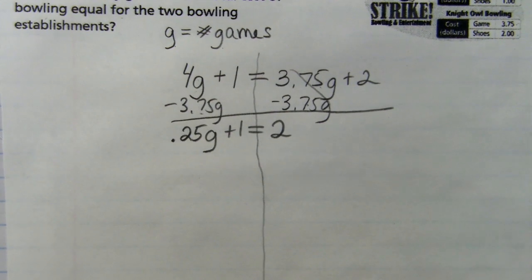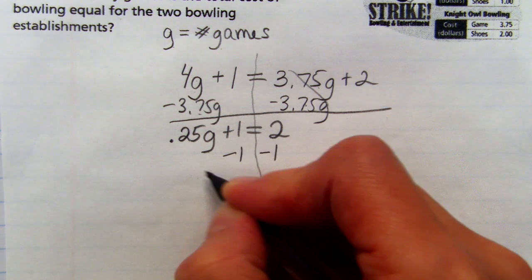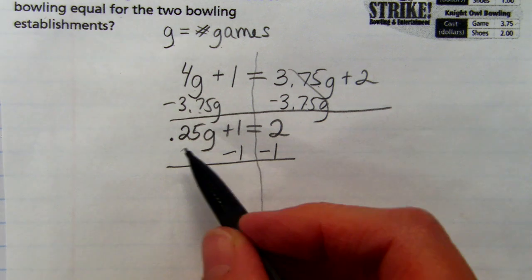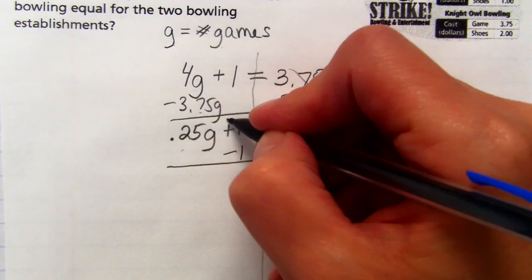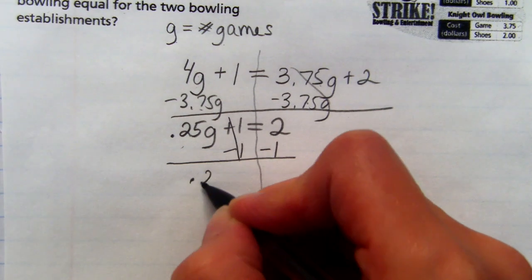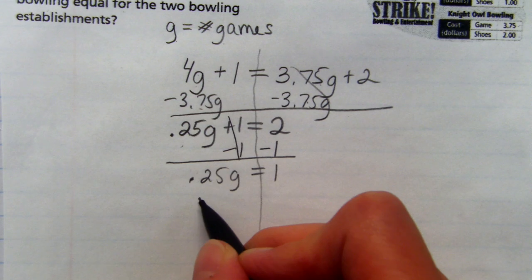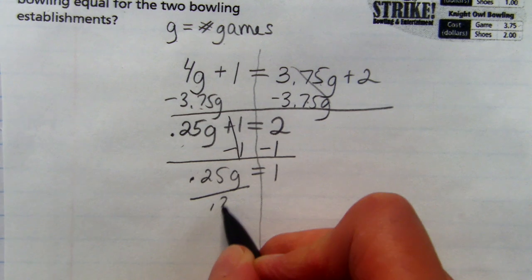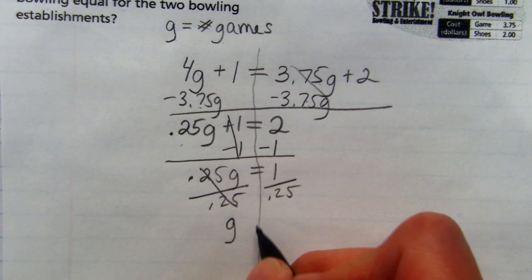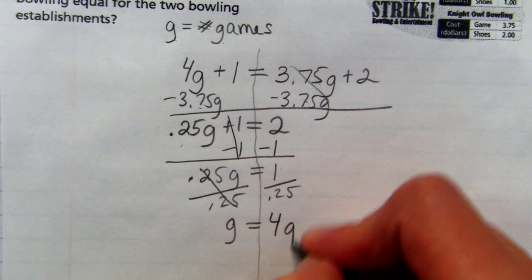So now what? Subtract 1 from both sides. So you're not subtracting the 1 from the G's. Sometimes people do that, so the line can kind of help us go, okay, over here and then this number over here. So now I have 0.25 G equals 1. Final step, divide by 0.25. It's kind of the same step we get a lot in solving these equations. And if you type 1 divided by 0.25, you end up with 4 games.